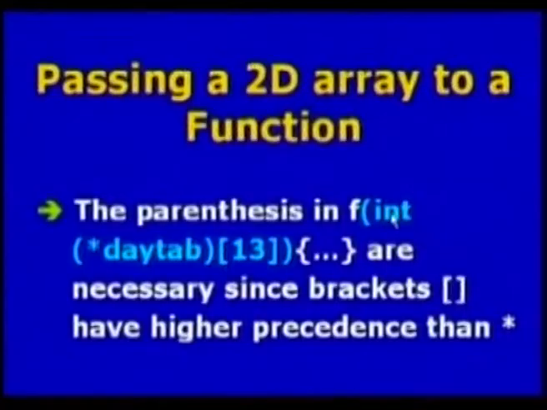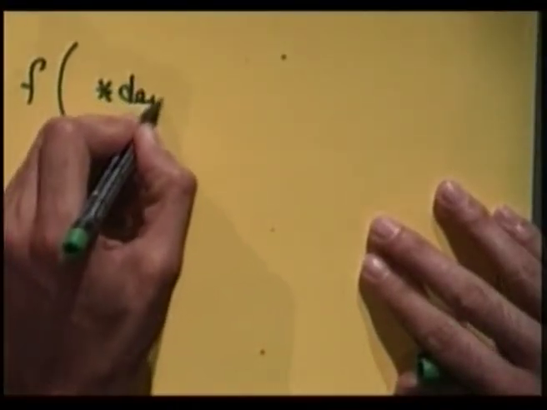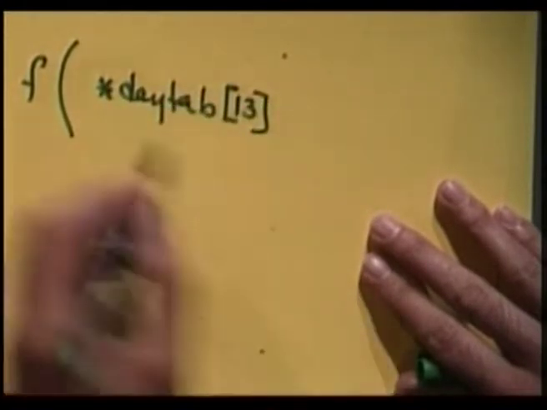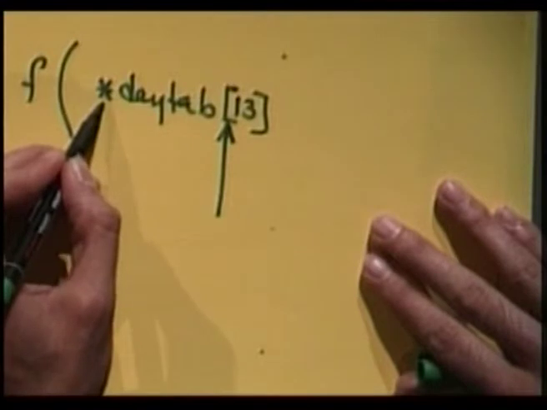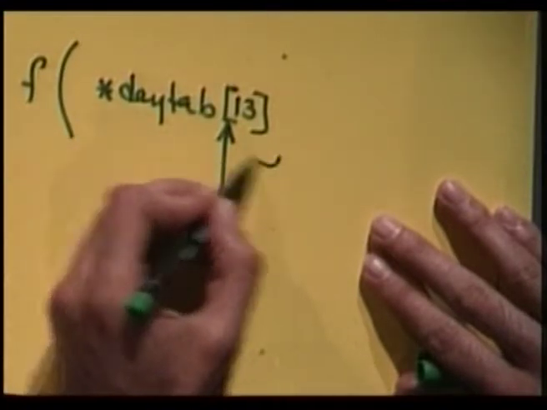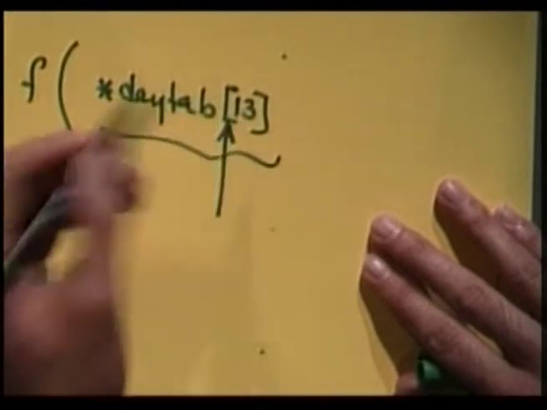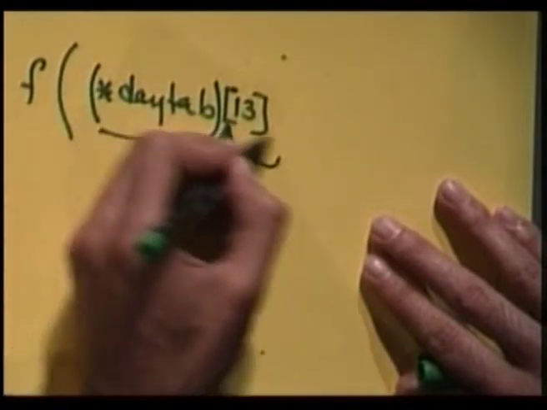The parenthesis in here, which we use, is actually very important. Why is that? I cannot write something like this. I cannot write the function calling daytab of 13. I can't say this because simply this square bracket has higher precedence than this one. And that way, if I write it just like this, it would mean 13 pointers only to integers. And that's not what I want. I want a set of pointers, each one of them pointing to 13 entries.